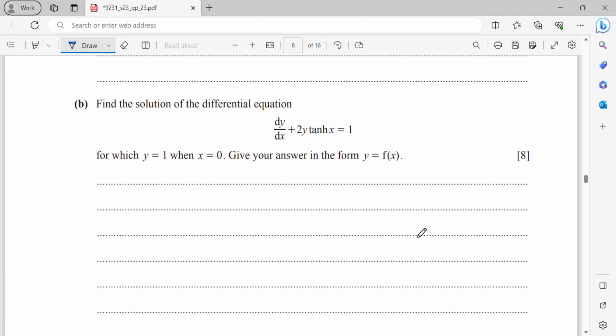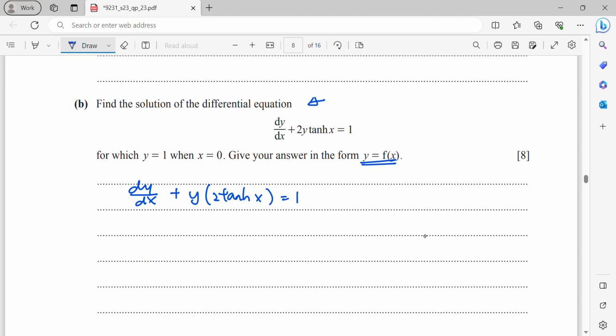Right. So now part B, find the solution of this differential equation, dy/dx plus 2y tanh x equals 1, for which y equals 1 when x equals 0. Give your answer in y equals f(x) form. So now dy/dx plus, now I rearrange, y times 2 tanh x equals 1.